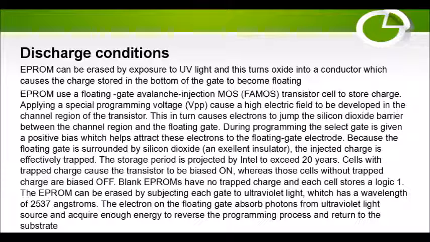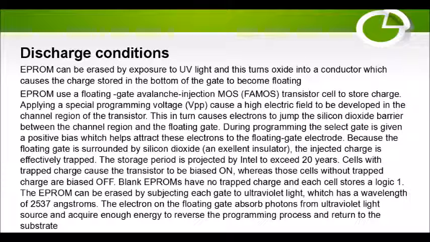EPROM uses a floating gate avalanche injection MOS FAMOS transistor cell to store charge. Applying a special programming voltage VPP causes a high electric field to be developed in the channel region of this transistor. This in turn causes electrons to jump the silicon dioxide barrier between the channel region and the floating gate. During programming, the select gate is given a positive bias which helps attract these electrons to the floating gate electrode.